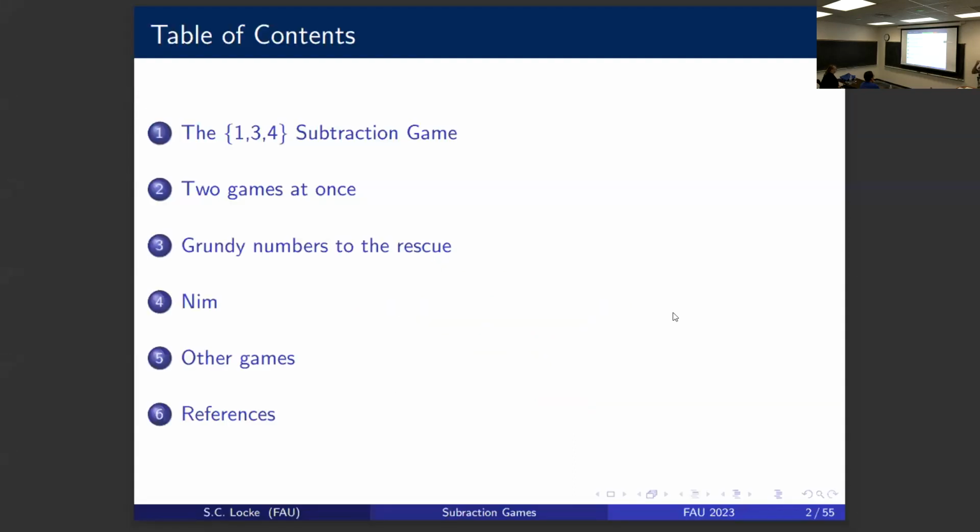So just quickly, I've got a list of things I'm going to try to get through. If I get through them, that's great. If I don't, well, too bad, right? So I'm going to start with a very simple game, and I'm going to talk about what happens if I'm playing two games at once. There's something called Grundy numbers. Grundy numbers and Nim are, in some sense, the basis of combinatorial game theory.